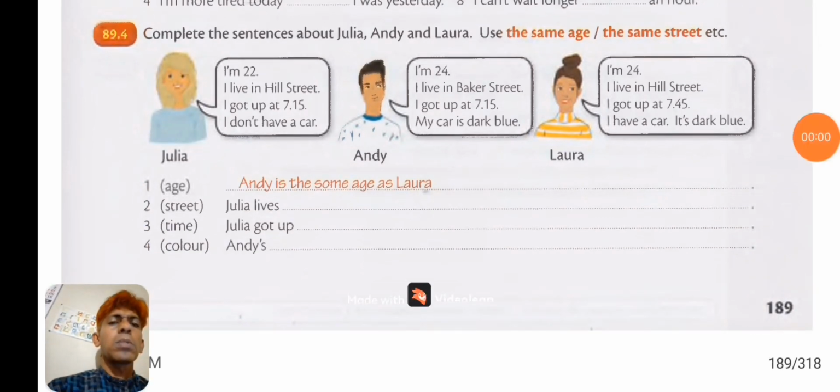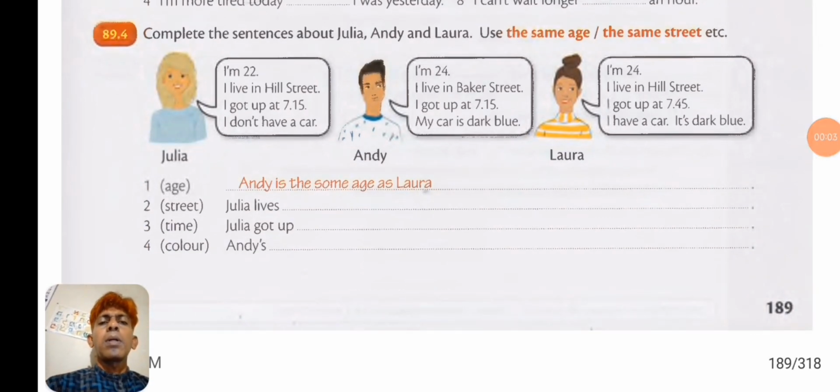Okay, unit 89.4. Complete the sentences about Julia, Andy, and Laura. Use the same age, the same street, etc. Julia: I'm 22. I live in Hill Street. I got up at 7:15. I don't have a car. Andy: I'm 24. I live in Baker Street. I got up at 7:15. My car is dark blue. Laura: I'm 24. I live in Hill Street. I got up at 7:45. I have a car. It's dark blue.